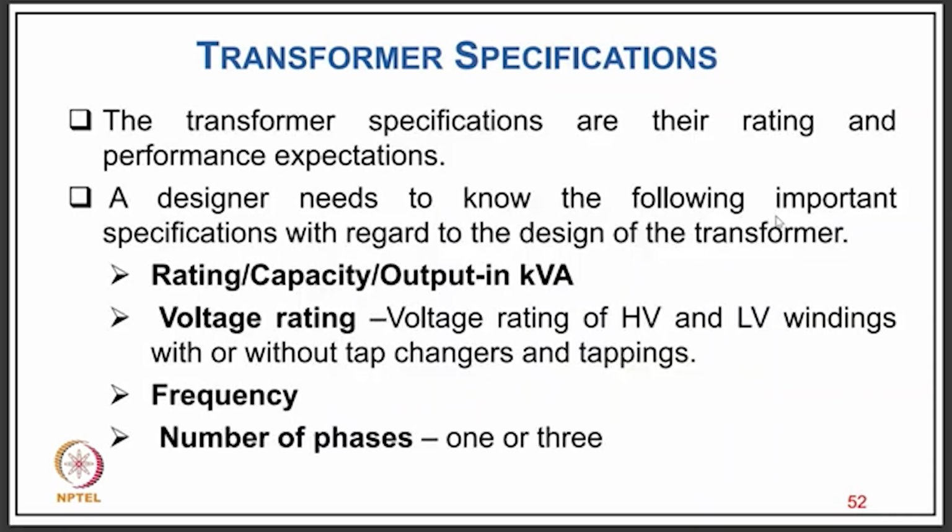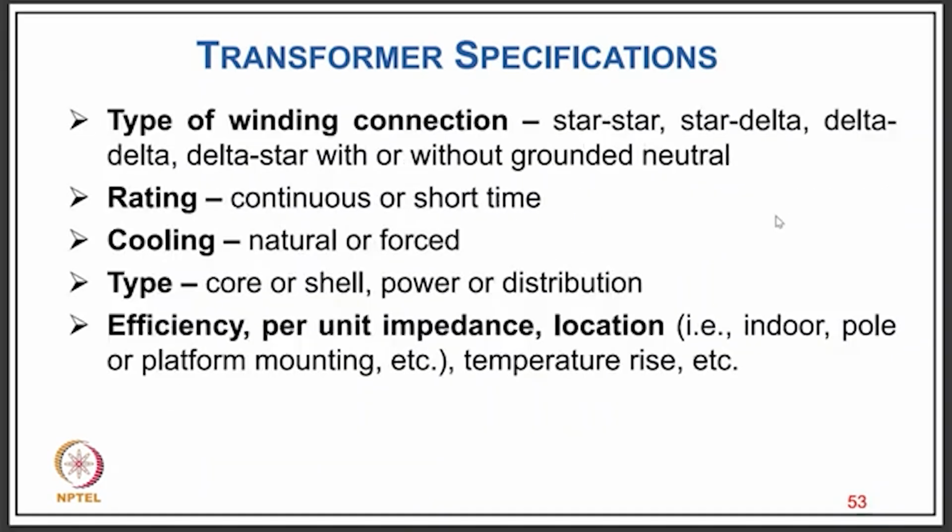So transformer specifications are the rating and performance expectation. A designer needs to know the following important specifications with regard to the design of the transformer: rating, capacity and output kVA, and voltage rating of the HV and LV winding with or without tap changer and tapping, the frequency, number of phases, maybe 1 or 3, and type of winding connection like star star, star delta, delta delta, delta star, with or without ground, or maybe polygon, hexagon, Scott, zigzag, T connection. There are plenty of connections, 7 to 8, where 3 phase transformers are connected for different applications and purposes.